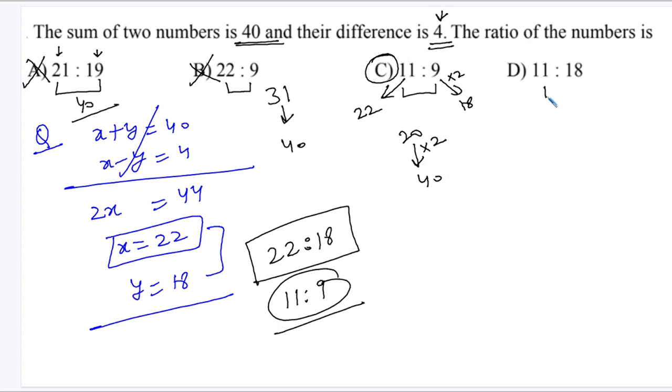Let's take the last one also. The sum of the two ratio numbers is 29, but in absolute terms the sum of the two numbers is 40. I can't have an integer multiplier, so that's not possible. So you have different ways to deal with the question.